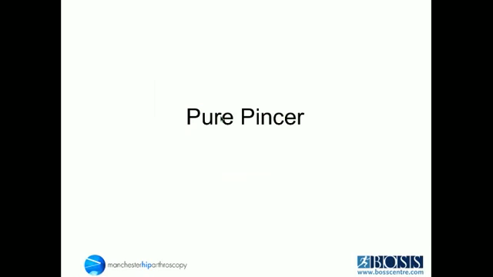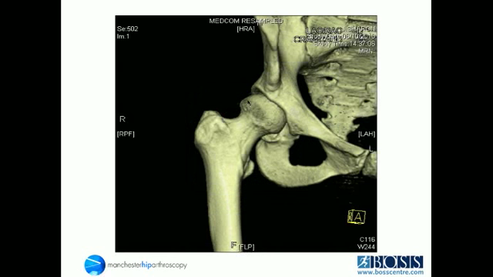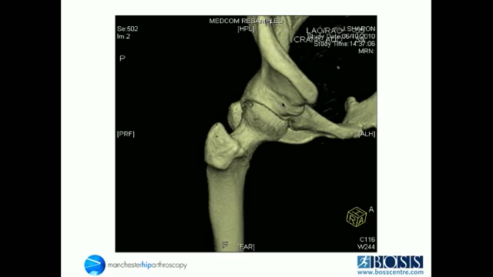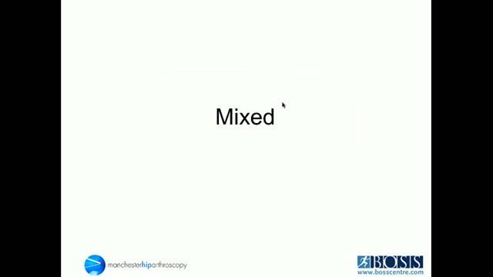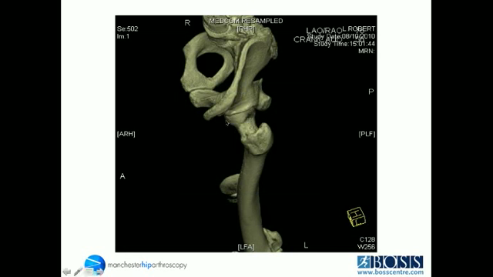Some patients will have a pure pincer, and this was a young female in her 30s. Nicely shaped femoral head coming into the femoral neck. No evidence of a cam deformity there, but she did have an overhanging acetabulum here. So it's quite a subtle finding, but it was enough to cause her symptoms, and so that was resected. That's the side view.